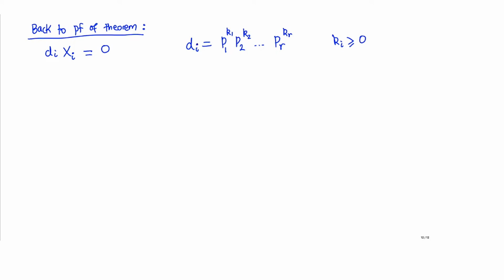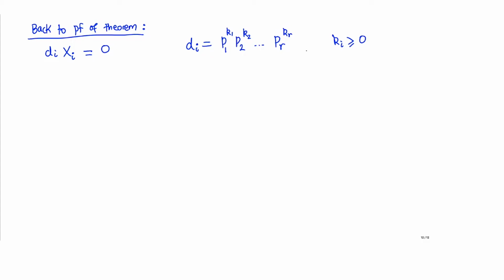So I take the prime factorization. The key point is that only p1, p2, pr can occur. None of the other primes can occur in this decomposition, because that's how I defined my primes. I took the di's, I factorized each of them, and I collected together all the primes that result. So the di is this product.